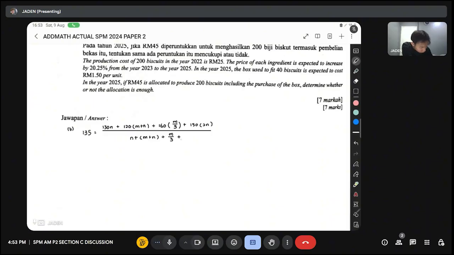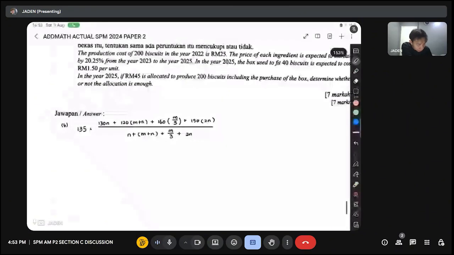M over 3 plus 2n. Okay, so the next step is you have to expand the equation. This is 130n plus 120m plus 120n, and this one you end up with 160m over 3, and this is 300n. Okay, for the bottom right denominator, what you will achieve here is 1n, 2n, and another 2n. So total is 4n.